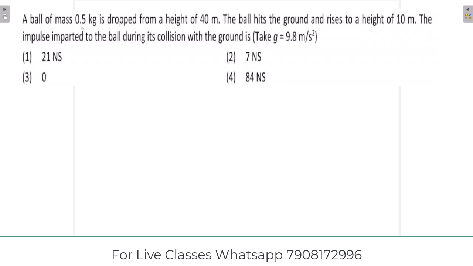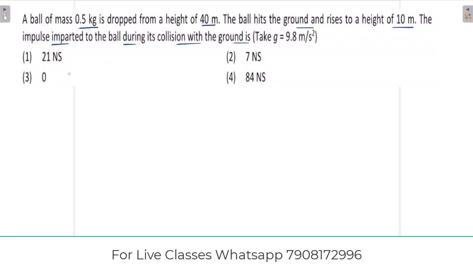A ball of mass 0.5 kg is dropped from a height of 40 meter. The ball hits the ground and rises to a height of 10 meter. The impulse imparted to the ball during its collision with the ground is. We have to find the impulse imparted to the ball.